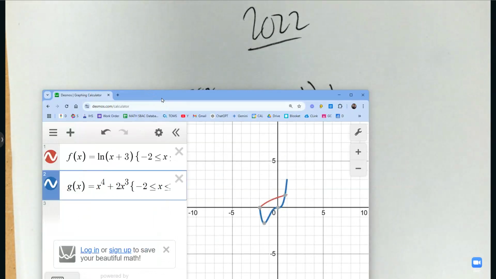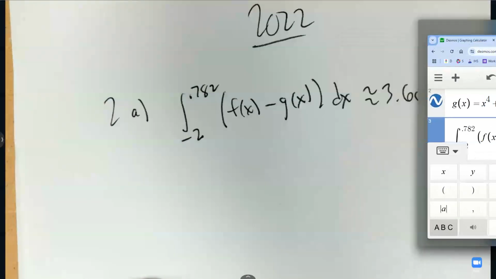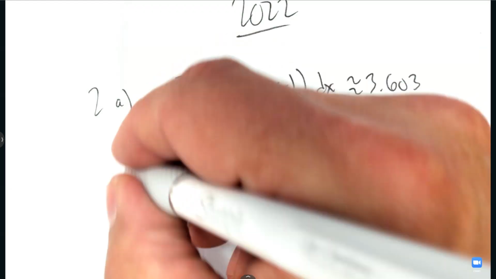So let's do that. Go back to Desmos, type in letters I and T, and then put in from negative 2 to 0.782. And then f at x, which is already defined, so I can just go f at x subtract g at x dx. And I get the answer 3.603. All right, A is done. B.